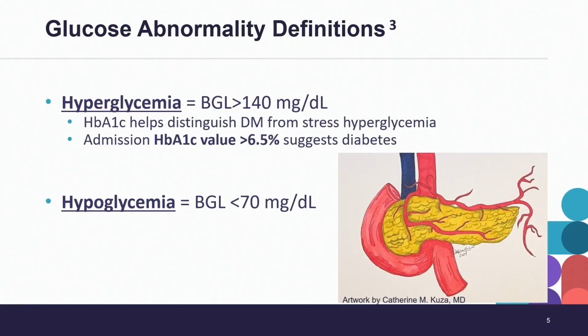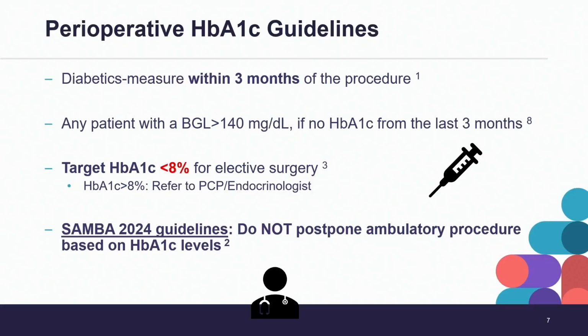So what is an abnormal glucose? Above 140 is typically defined as hyperglycemia. This can present in patients with undiagnosed diabetes, known diabetes, or stress hyperglycemia. The thing that helps differentiate between the two is a HbA1c, so above 6.5, you think more diabetes. Hypoglycemia is a sugar less than 70. So we'll talk about hyperglycemia to begin with.